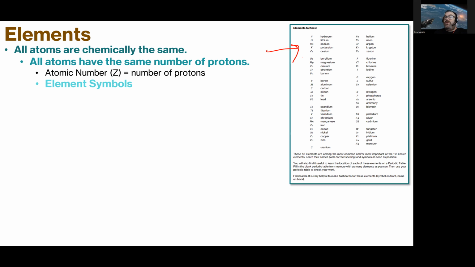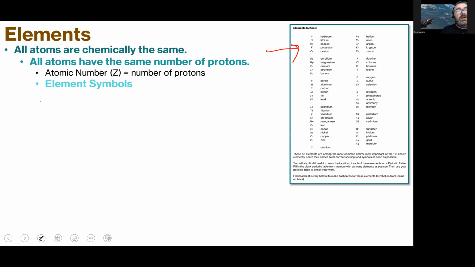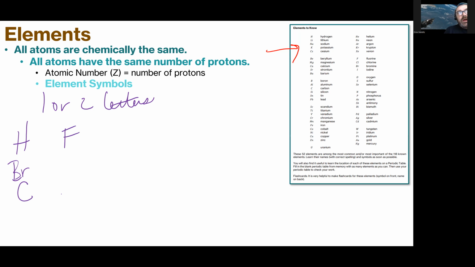I'm going to make sure that you know the names of 52 of them, some of which you already know. We have to know names and we have to know symbols. What's important to get about the element symbols is that all of them are one or two letters. If there are two letters, the second one is always lowercase. Most of these make sense when we think about English, like H for hydrogen, Br for bromine, C for carbon, F for fluorine, lots of these. Aluminum is Al.